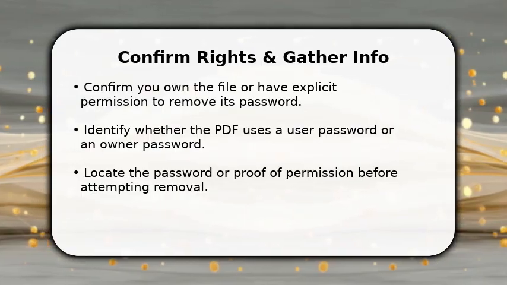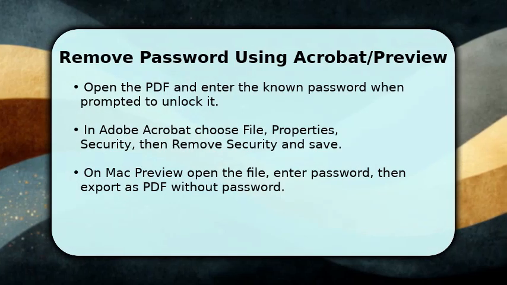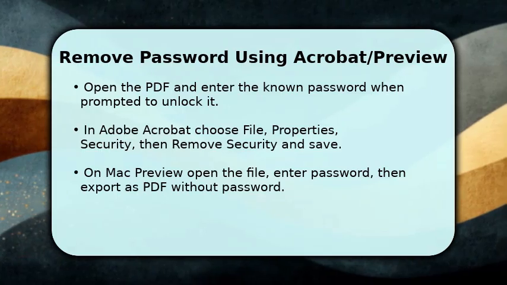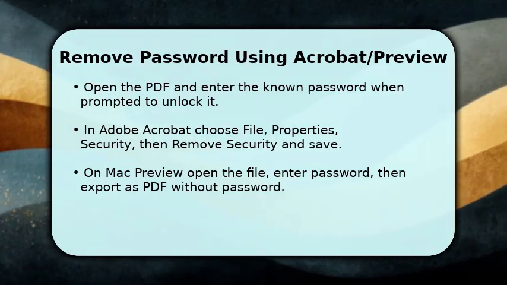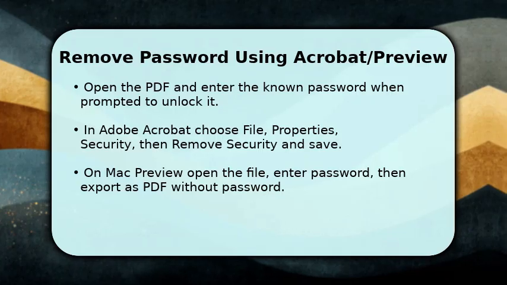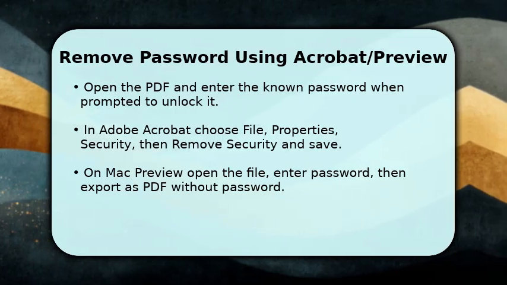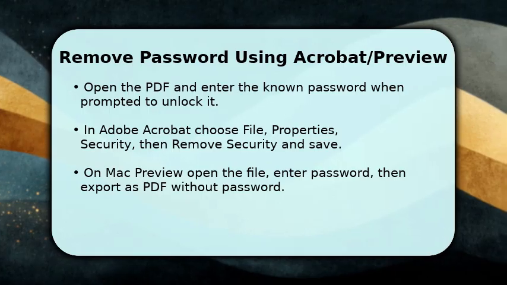If you know the password, open the PDF and enter the password when prompted to unlock it. In Adobe Acrobat, choose File, Properties, then Security, and use Remove Security to clear restrictions. After removing security, save a new copy to preserve the change.